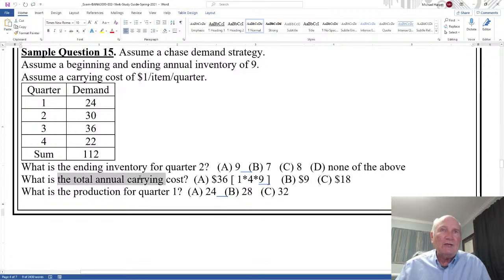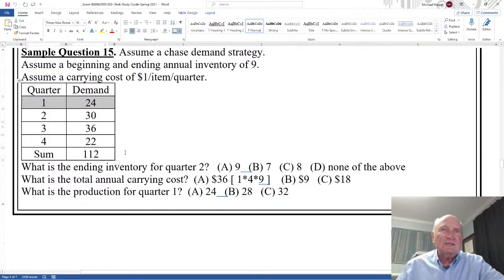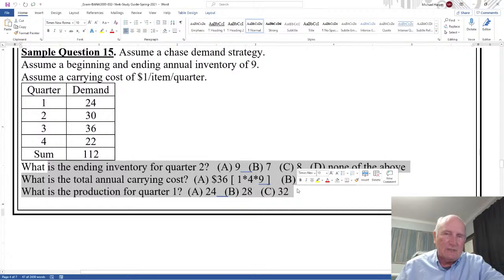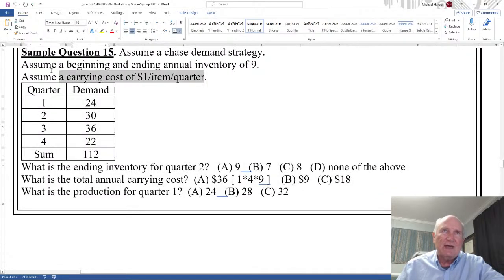What's the total annual carrying cost? Well, if you have 9 all year long, the average inventory is 9. If it's 1 per quarter, then it's 4 per year. 1 times 4, 4 quarters in a year. 4 times 9 is 36. What's the production for quarter 1? It's just going to be the demand. So for chase demand, it's just knowing the properties of chase demand when you're given the demand and given these values up here.